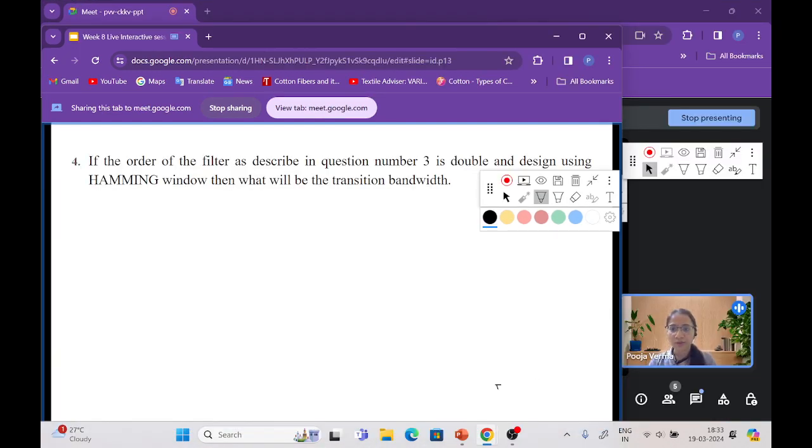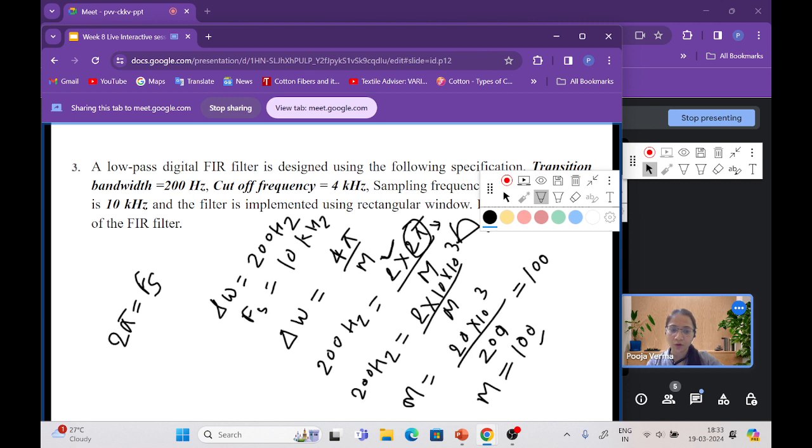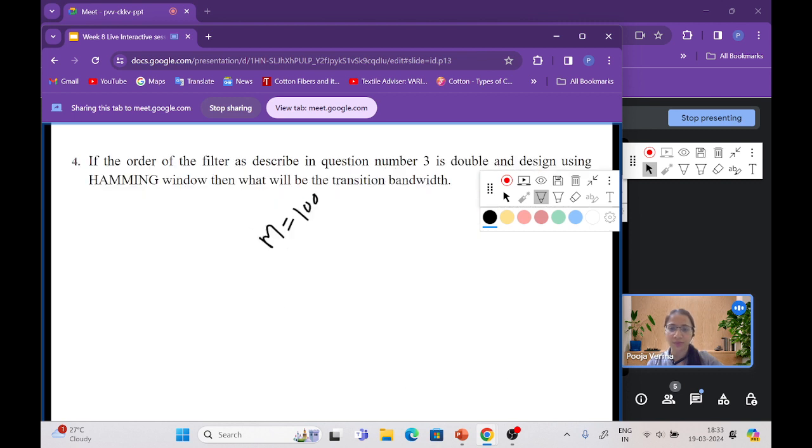Okay. So if the order of the filter as described in question number 3 is doubled, here what order did we get? We got 100, right? In the previous question, we got 100. The order of the filter is doubled and designed using the Hamming window. Then what will be the transition bandwidth?